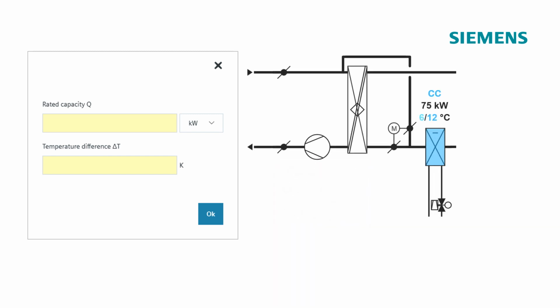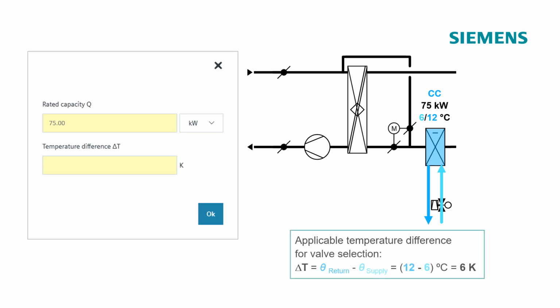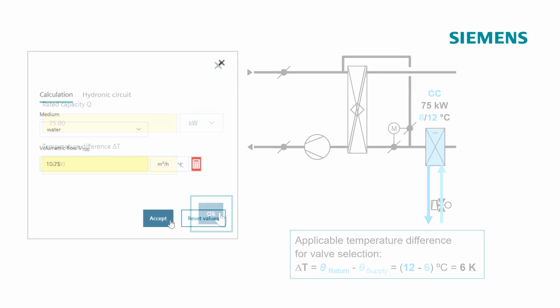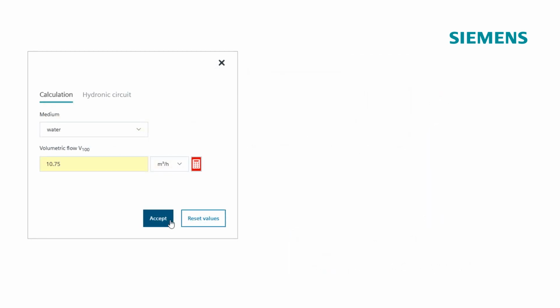Here once again the plant schematic with the data for the cooling coil. The rated capacity of 75 kilowatts can be entered directly. Now it needs to be considered which temperature difference is applicable for the valve selection. The cooling coil shall be supplied with water of 6 degrees, and the return temperature is 12 degrees. Therefore the applicable temperature difference for the valve selection is 6 Kelvin. Click OK. The volumetric flow has been calculated at 10.75 cubic meters per hour.